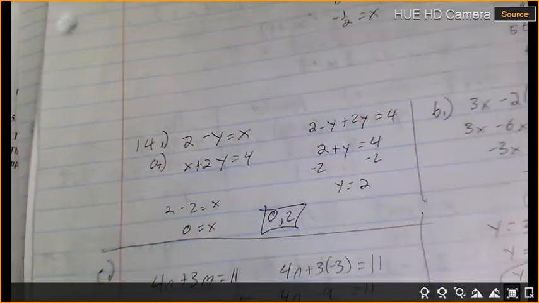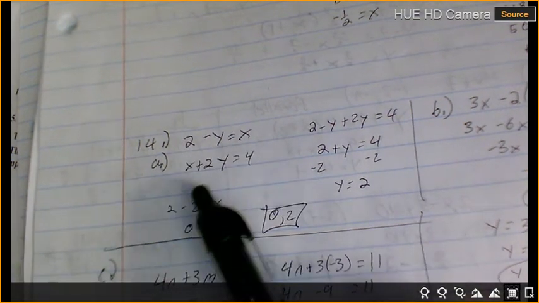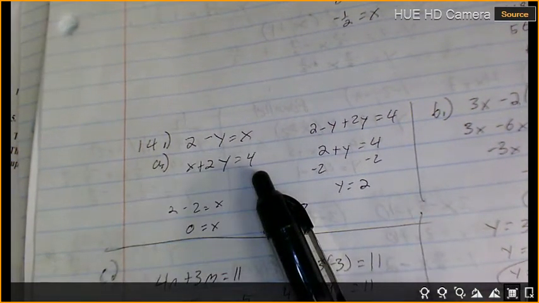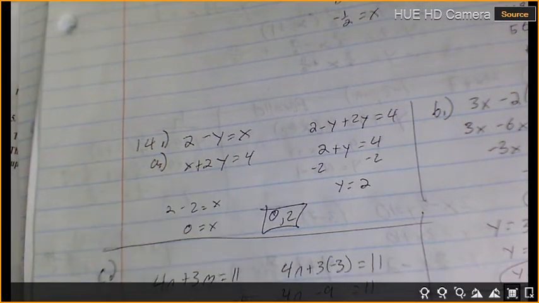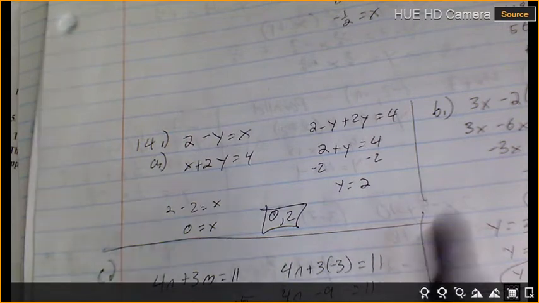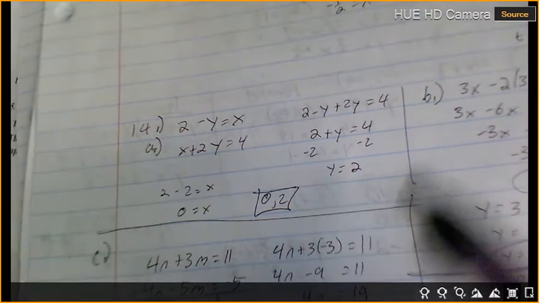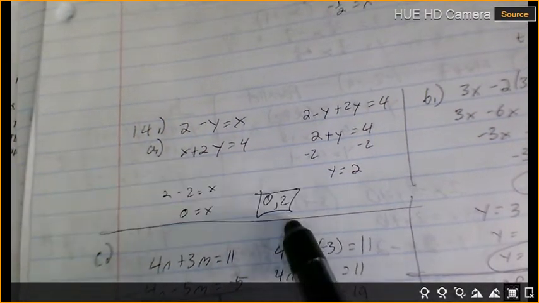So I am just going to show the answers for 14 because there's so many of them. If you want me to do one of them, I can, but I'm just going to show you the ones that I got, and then any that you want me to do, I will do. Okay. 14, we've got 2 minus y equals x, and x plus 2y equals 4. I did substitution or elimination, I can't remember what I did. But anyways, I got 0 and 2.